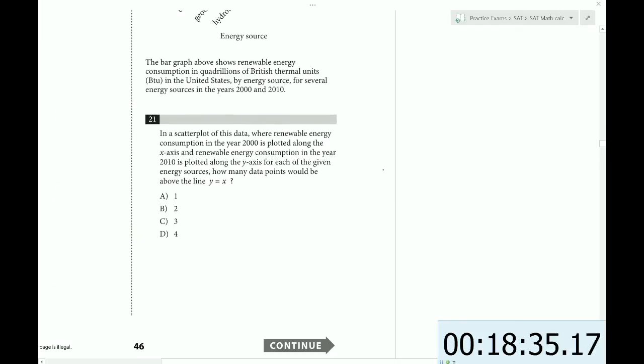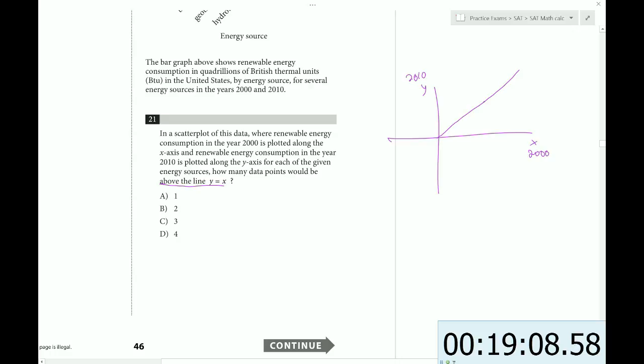21. In a scatter plot of this data where renewable energy consumption in the year 2000 is plotted along the x-axis, renewable energy consumption in 2010 is plotted along the y-axis, for how many data points would the line be above? Would we be above the line y equals x? Okay. So if we're y and x, if our y values are the year 2010, and our x values are 2000, we want to be above the line y equals x.